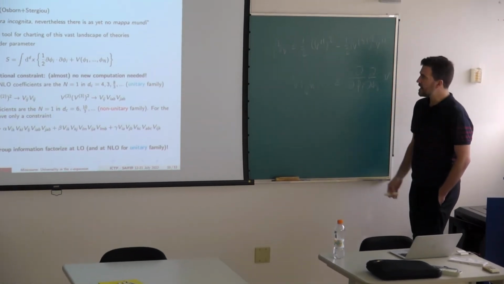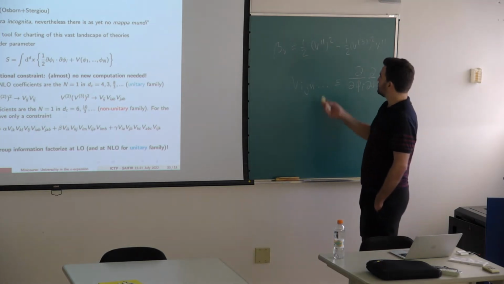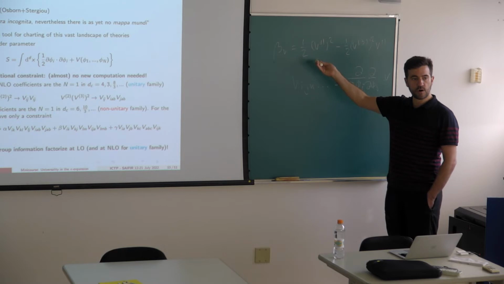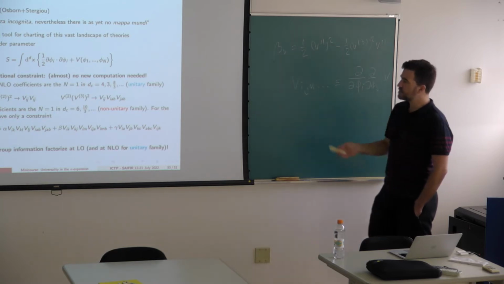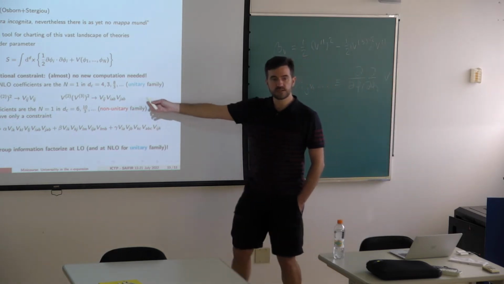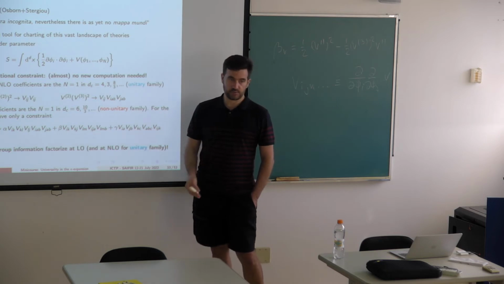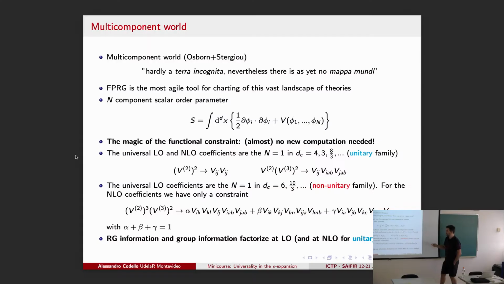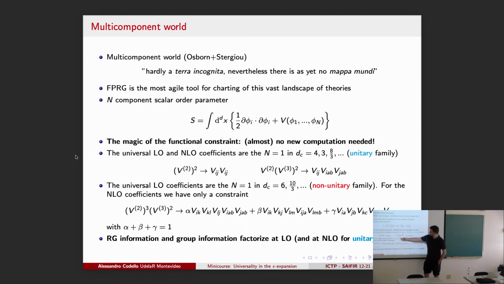Okay, but now if you look at the discussion that we made, and you want to see in how many ways I can promote this when there are more components, you realize that for the unitary family, so those which are actually the ones which interest us most, those with upper critical dimension 4, 3, and 8/3, you do not need to do any novel calculation because there is only one way to promote this thing. And here there is also only one other way to promote this quantity, okay?